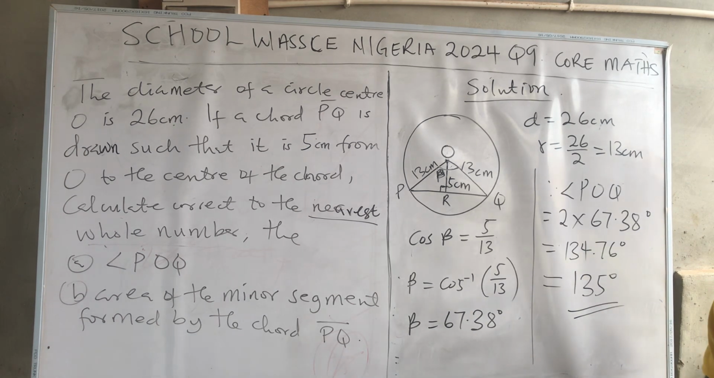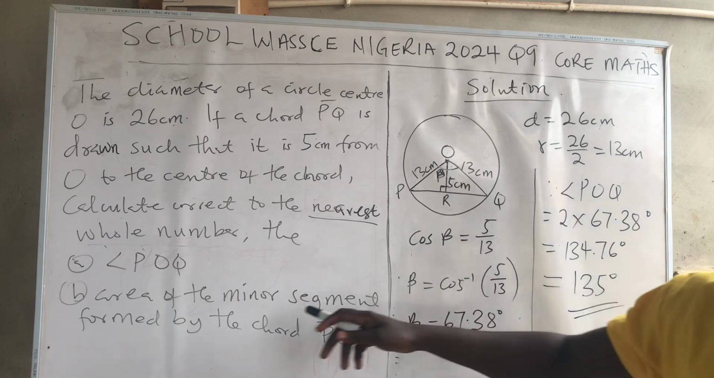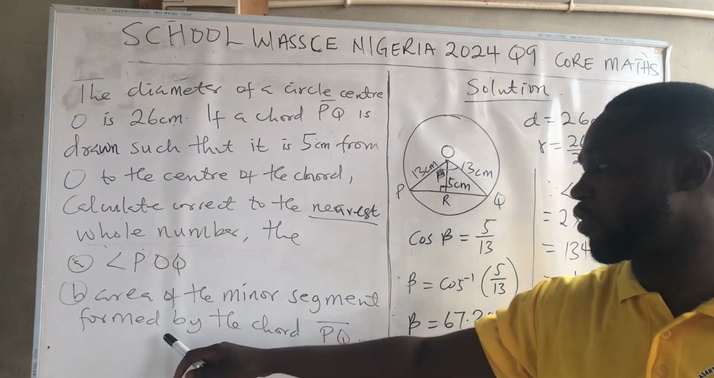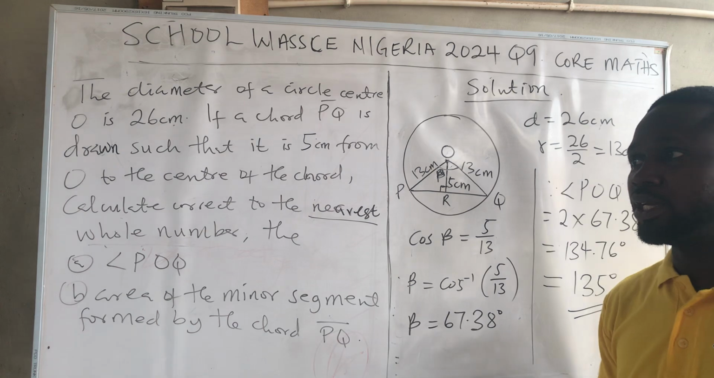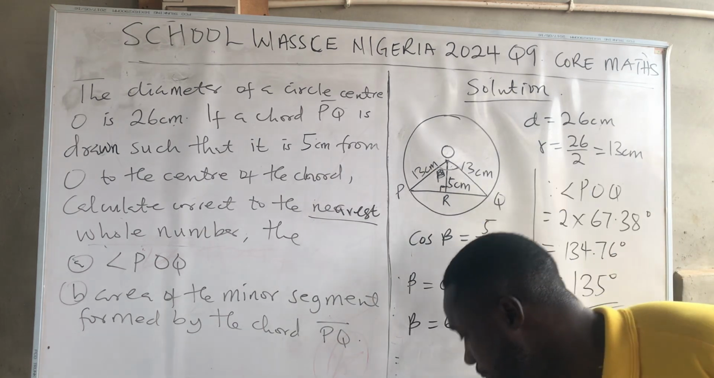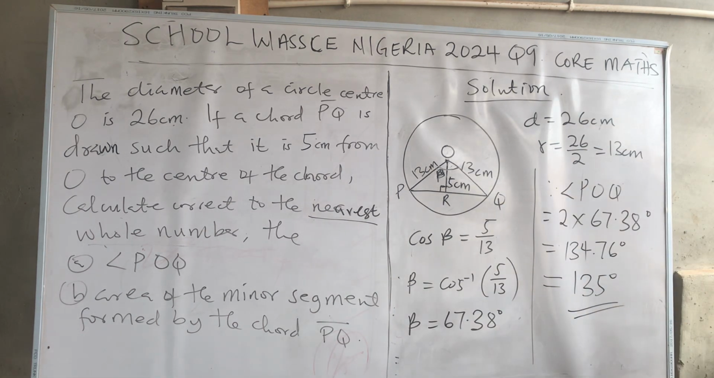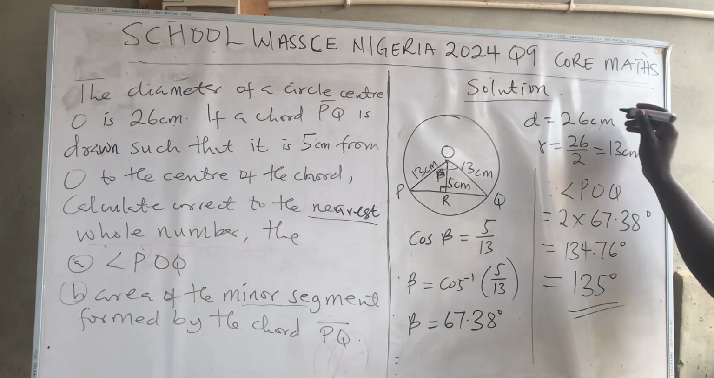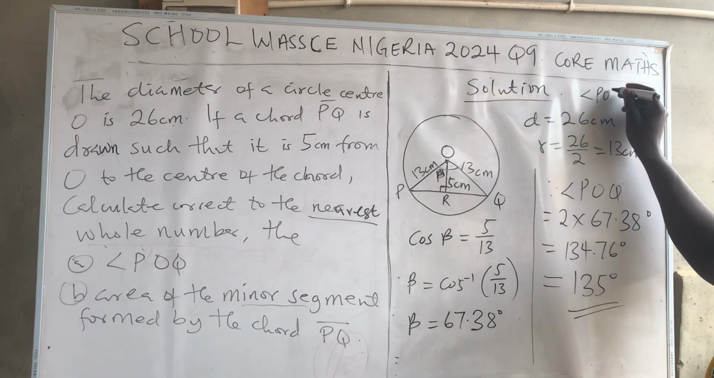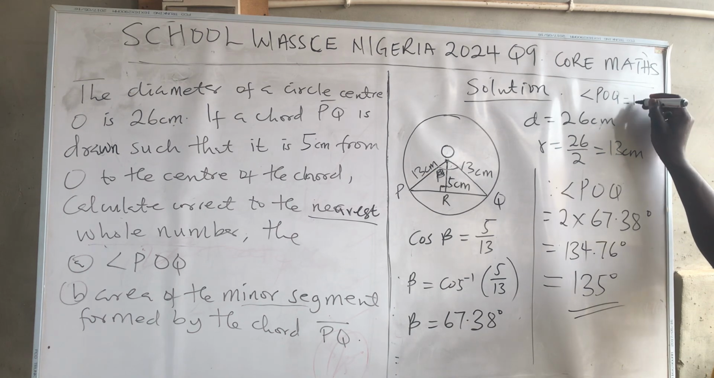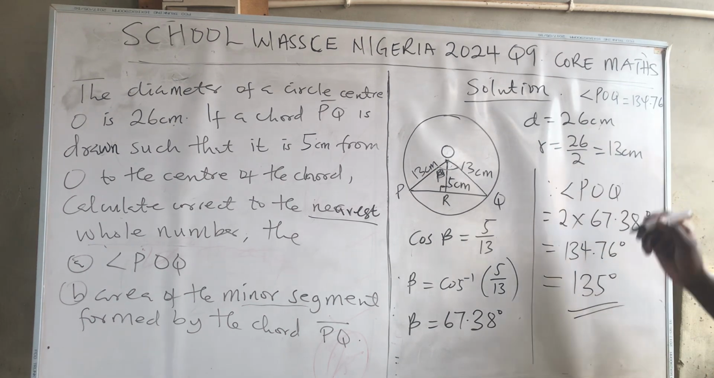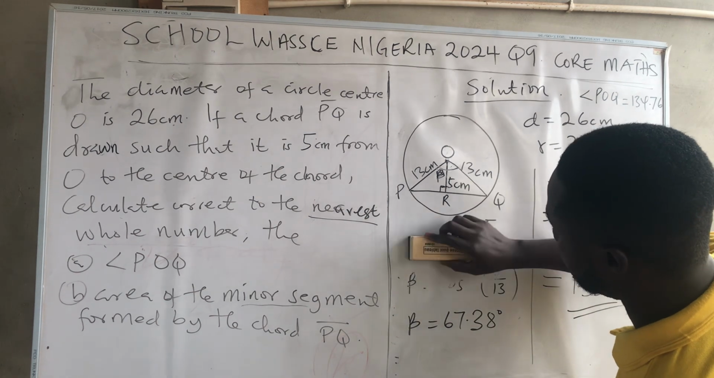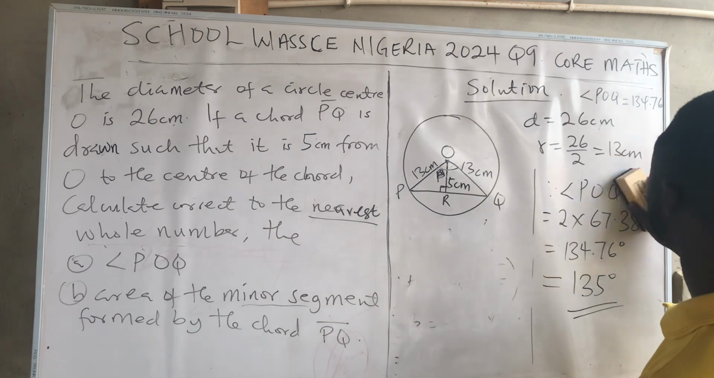I believe it is clear. So let's go quickly and answer B, the area of the minor segment formed by the chord PQ. We have an angle. Let's put the angle there because we will need it to calculate the minor segment. So our angle POQ is 134.76 degrees. Let's leave the diagram and clear here.